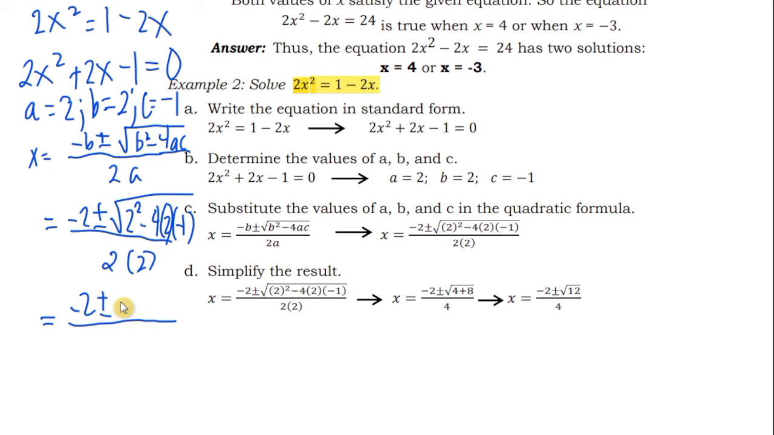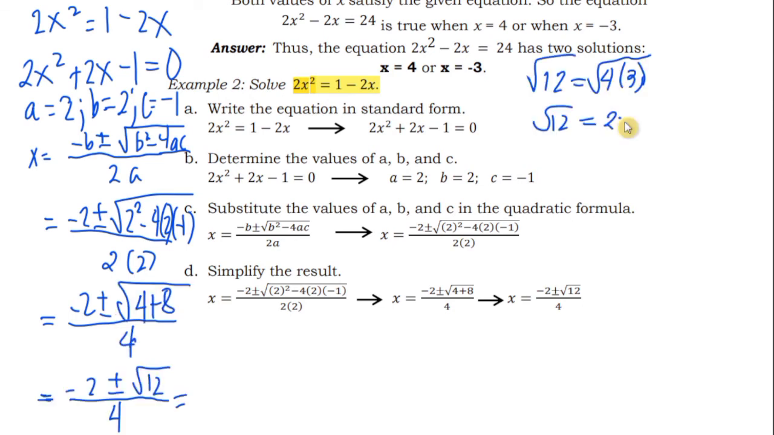So the square root of 12 is equal to the square root of 4 times 3. The square root of 4 is 2, and we still have the square root of 3. In other words, we are looking for factors where one of them is a perfect square, so we will be able to simplify it. So we now have negative 2 plus minus 2 square root of 3, all over 4. Then after which we have 2 times negative 1 plus minus square root of 3, all over 4.